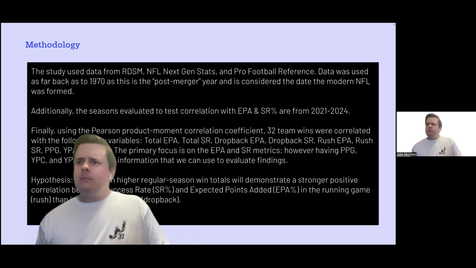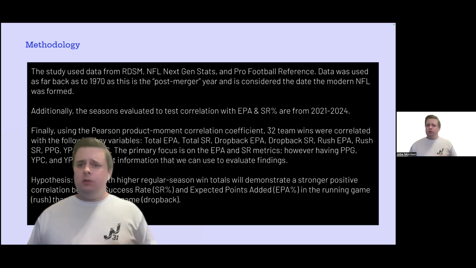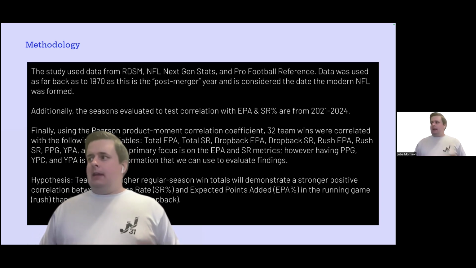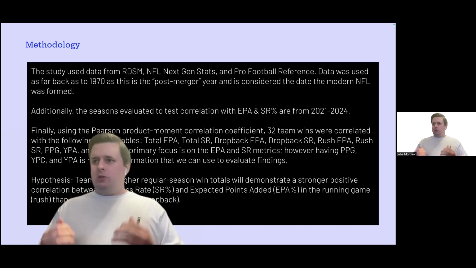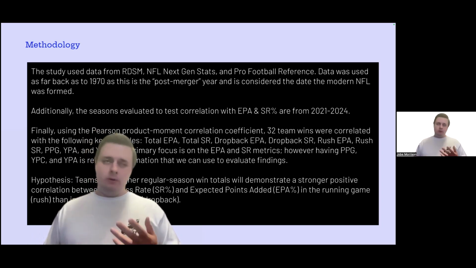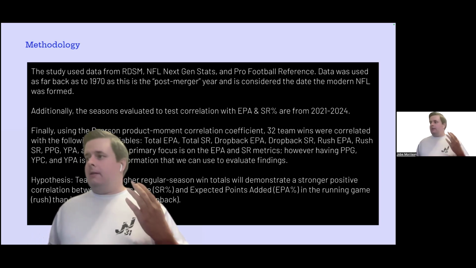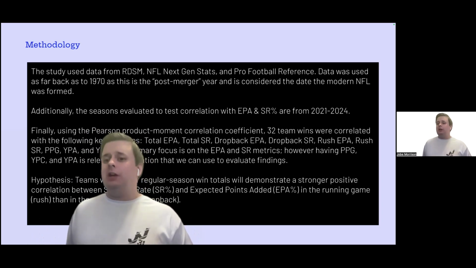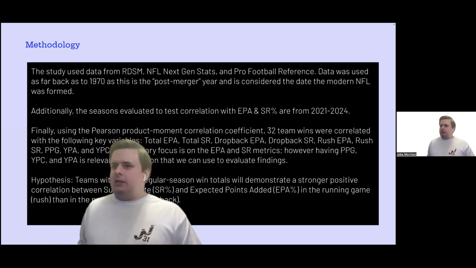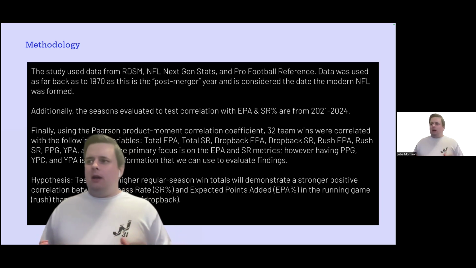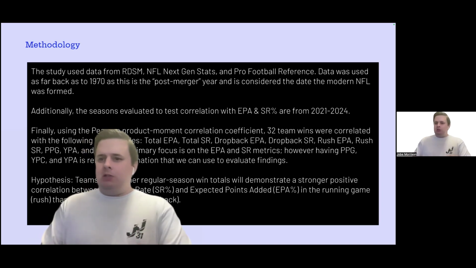And finally, what we used to test the correlation was the Pearson product moment correlation coefficient. This took a look at all win totals, and we used this formula to compare to total EPA, total SR or success rate, drop back EPA and SR, and rush EPA and SR. But I also included points per game, yards per attempt for drop back, and yards per carry for rush. The reason for this is so we have some relevant information and continue to expand and understand what we're seeing when we're looking at these correlations.